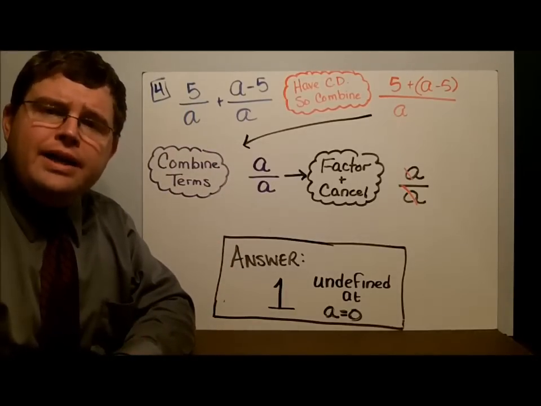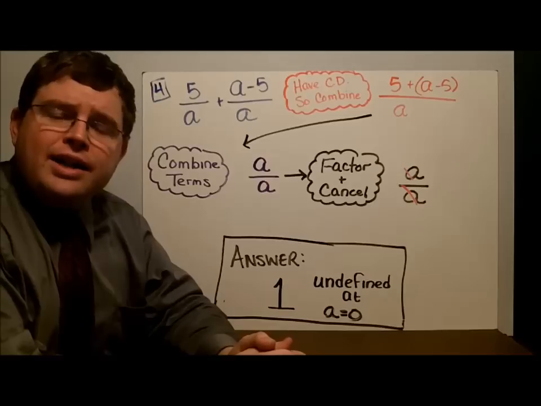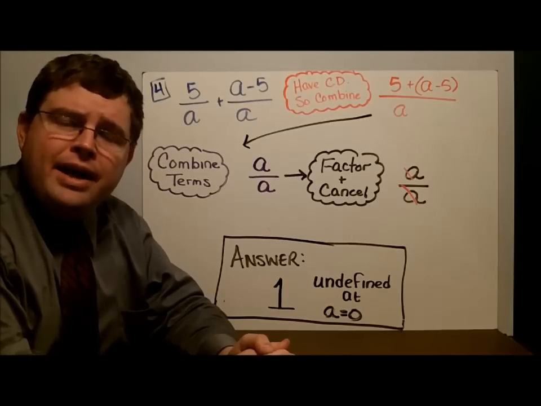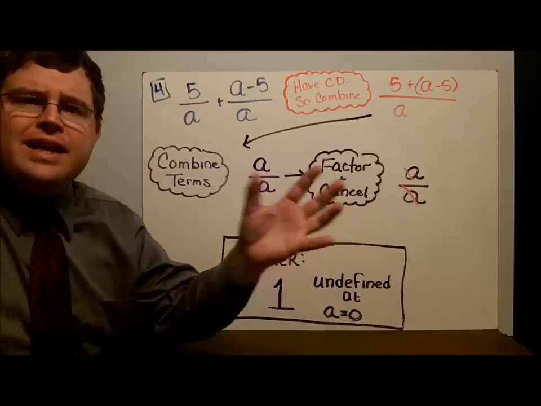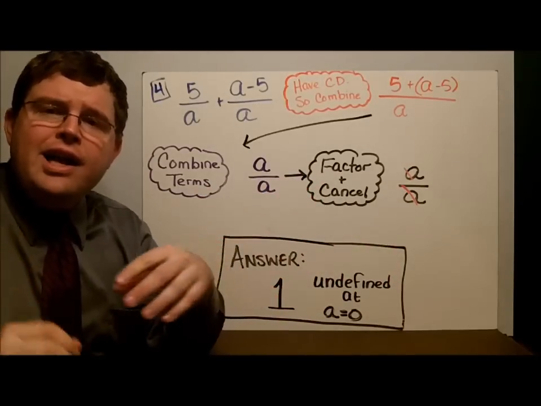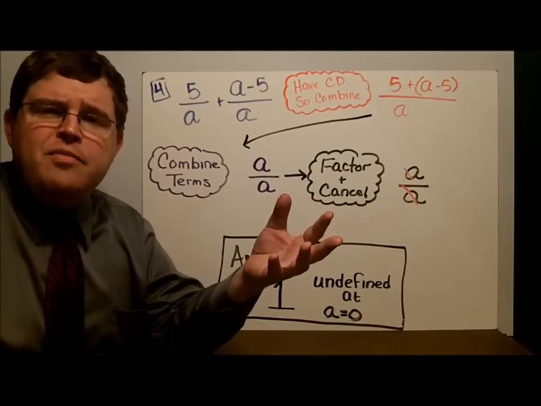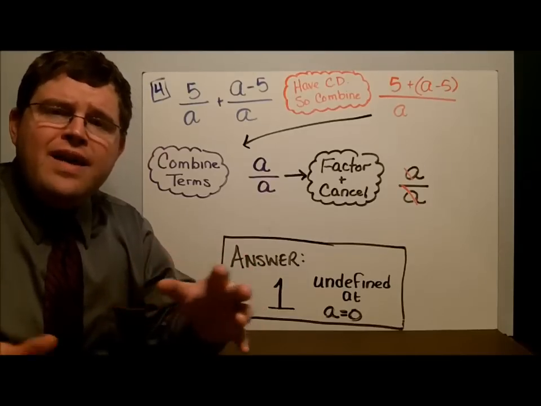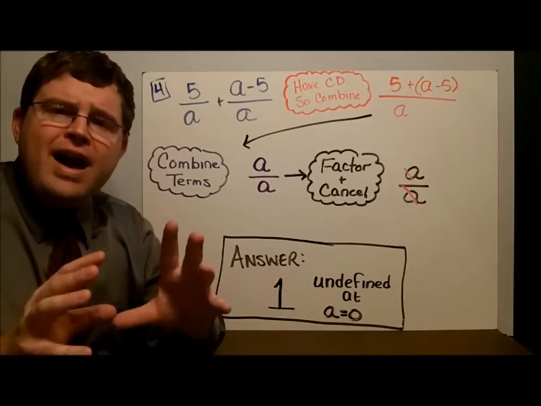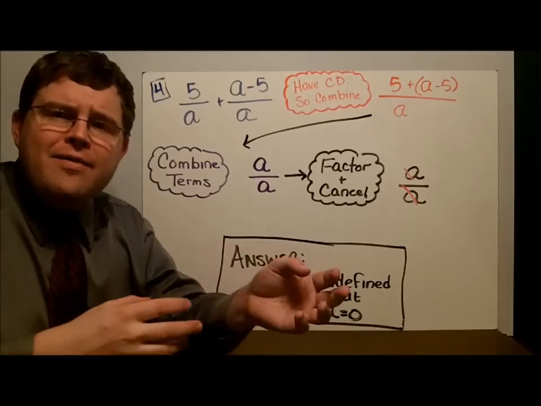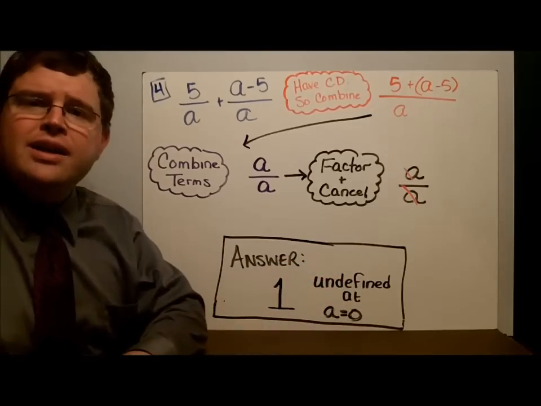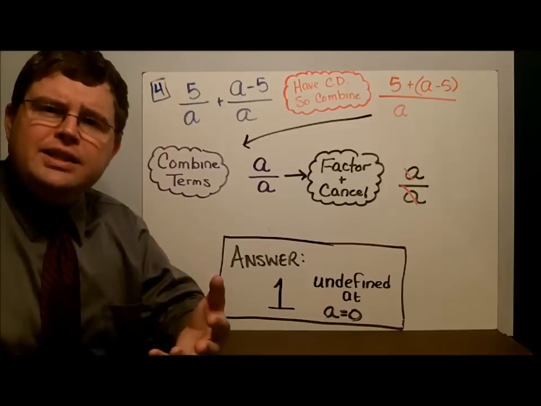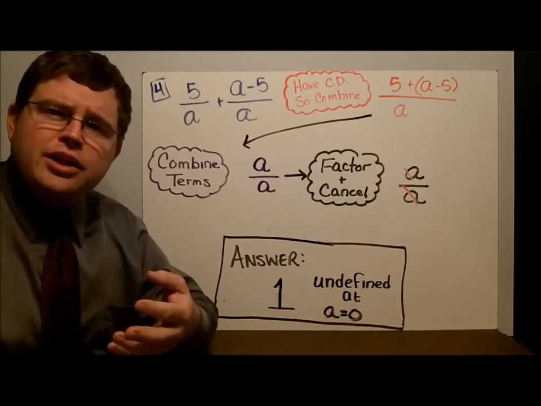So here's what you need to know. When you're adding and subtracting, you have to have a common denominator. Once you have a common denominator, go ahead, bring everything together into one fraction. If you have to distribute the negative because you had subtraction, go ahead and do that. Once you've done that, combine like terms, factor, cancel, and then find your undefined values. That's everything you need to know about working with basic addition and subtraction involving rational expressions.